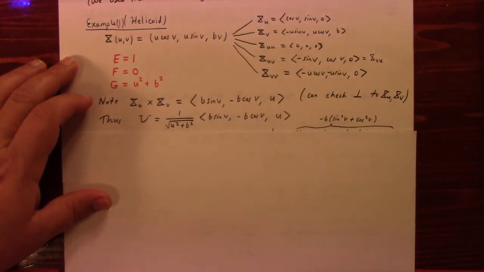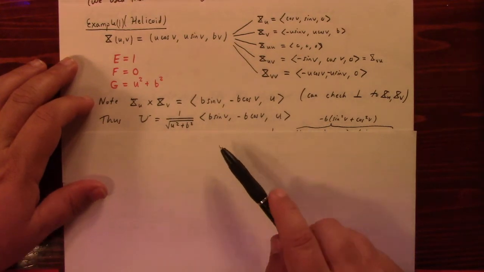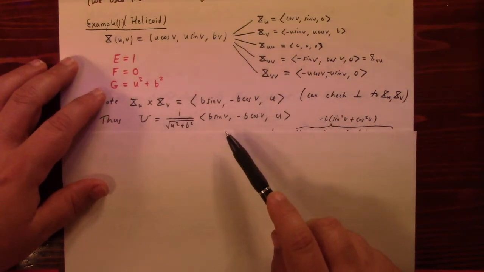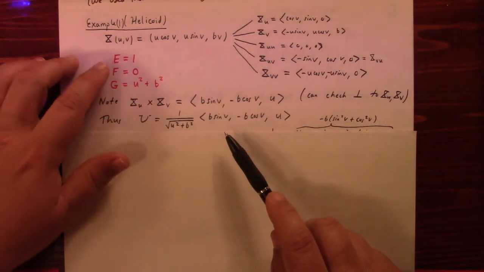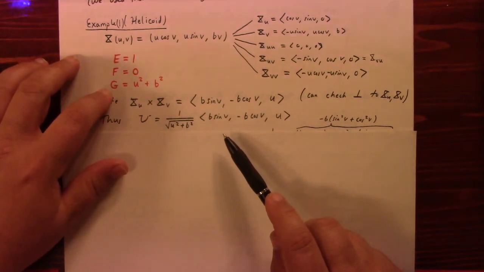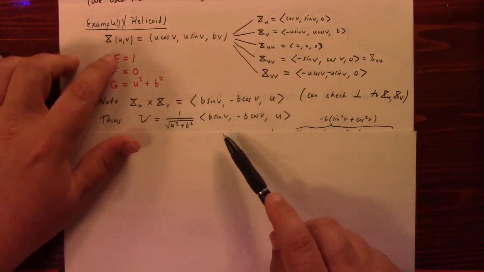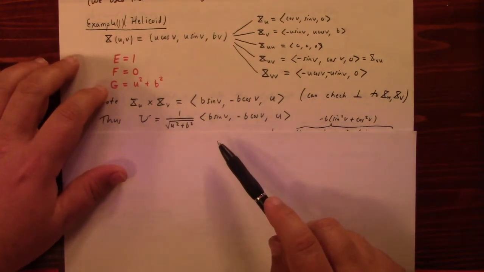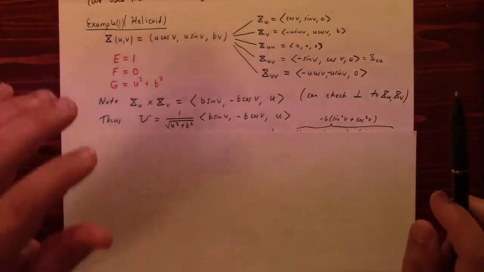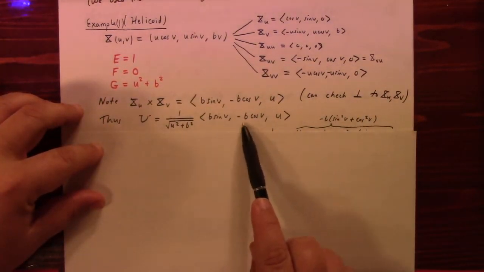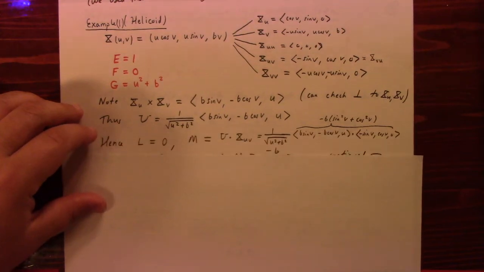And then we have to divide by W, right, which is what? Remember, the square root of EG minus F squared is what W is. EG minus F squared is just G in this case, so the square root of that. Anyway, there you go. This is a unit vector, the unit normal, right?